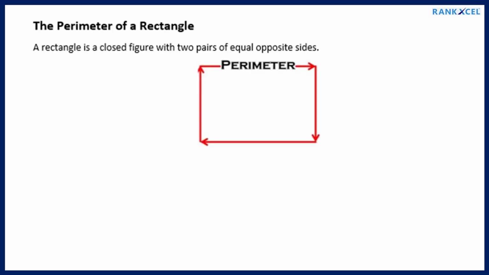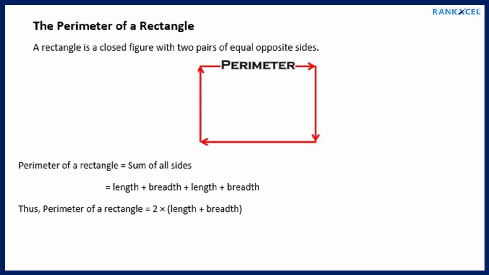The perimeter of a rectangle. A rectangle is a closed figure with two pairs of equal opposite sides. Perimeter of a rectangle equals sum of all sides. Equals length plus breadth plus length plus breadth. Thus, perimeter of a rectangle equals 2 times (length plus breadth).